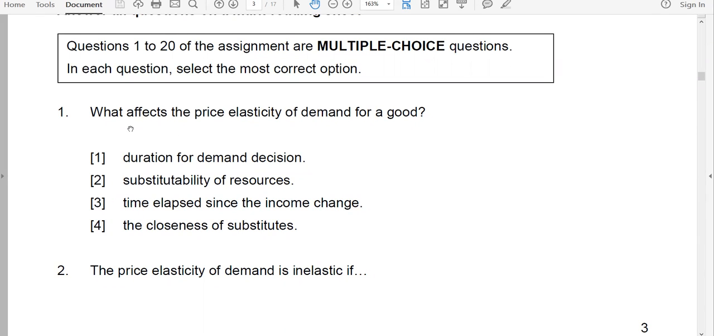Then you look at question number 1, it says, what affects the price elasticity of demand for a good? So this question is about price elasticity of demand for a good. For those who have watched the video recordings, I'm sure you are able to remember some of the things which affect the price elasticity of demand. But before we look at those things, let's start by looking at the definition of price elasticity of demand. What are we measuring?